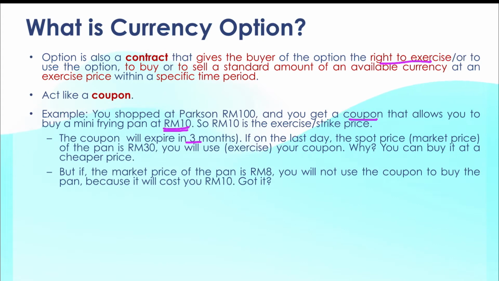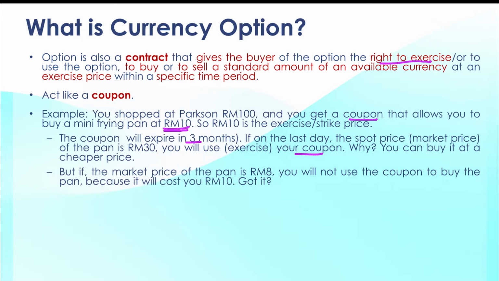Let's say on the last day after 3 months, the spot price or the market price of the pan is 30 ringgit. So let me ask you, do you use the coupon and buy the pan with 10 ringgit, or do you buy the pan with 30 ringgit? Yeah, of course you choose the cheaper one. So you will use your coupon so that you buy the mini frying pan at 10 ringgit. Why? Because you can buy at a cheaper price.